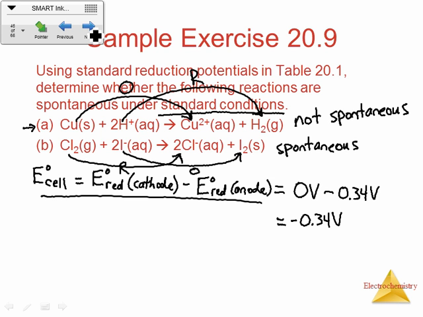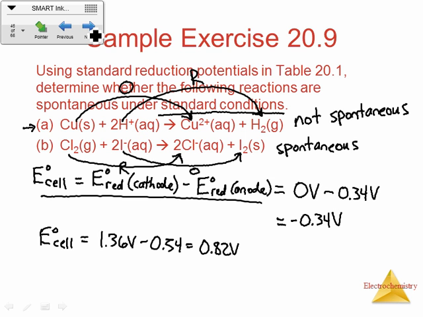But if you want to work out the math here, the cathode is the chlorine. Okay, so we look at that one. That's a plus 1.36 volts. Subtract the iodine, which is the anode here, and that's going to be 0.54. So that is going to give me 0.82.